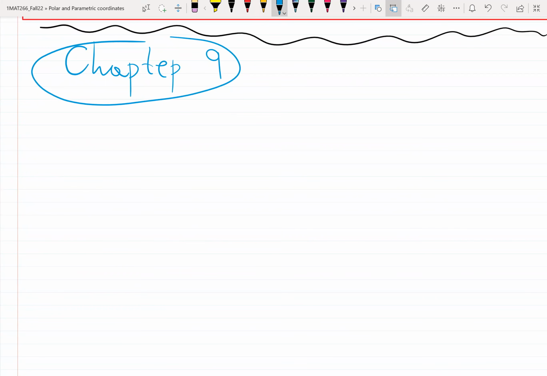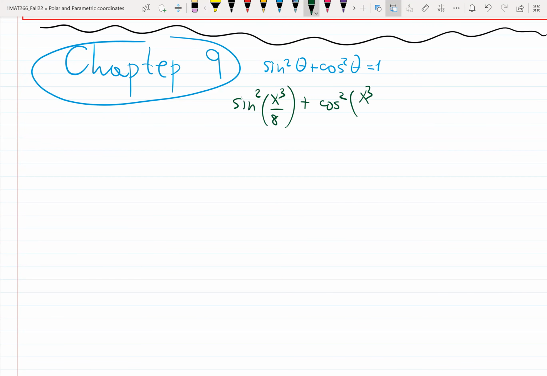Chapter 9, we just started chapter 9, so we don't really know lots of stuff. So what do we need for the test? Let's just be smart and only practice things for the test. We need to know that sine squared theta plus cosine squared theta equals 1. I wanted to point out why theta, I wanted to make sure that it's not just x. For you to understand examples, sine squared of x cubed over 8 plus cosine squared of x cubed over 8 is still 1. So it doesn't matter what the input is as long as the inputs are the same. That's why we call it theta.